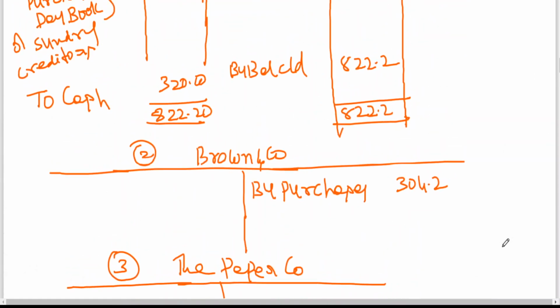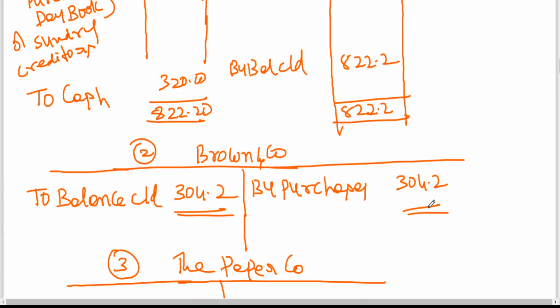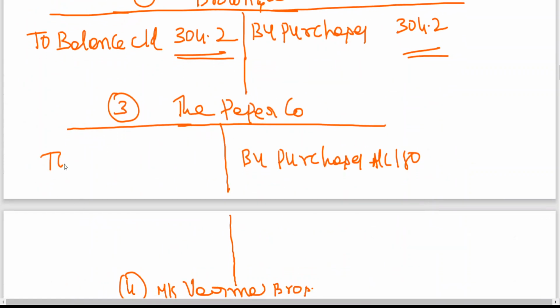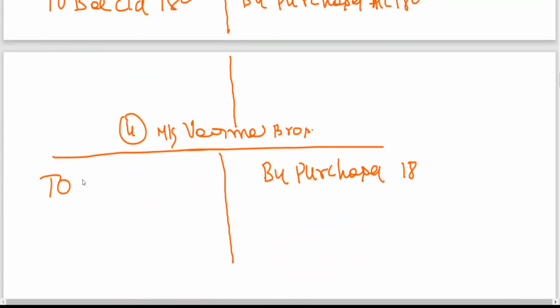Okay. So then what happened? To balance carry down 304.2. To balance carry down 180. To balance carry down 18.